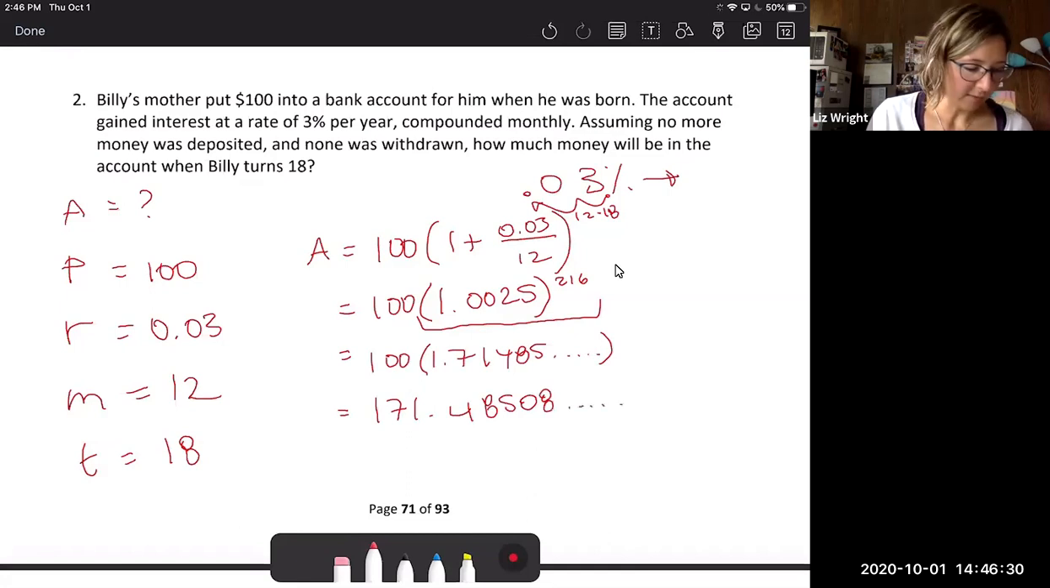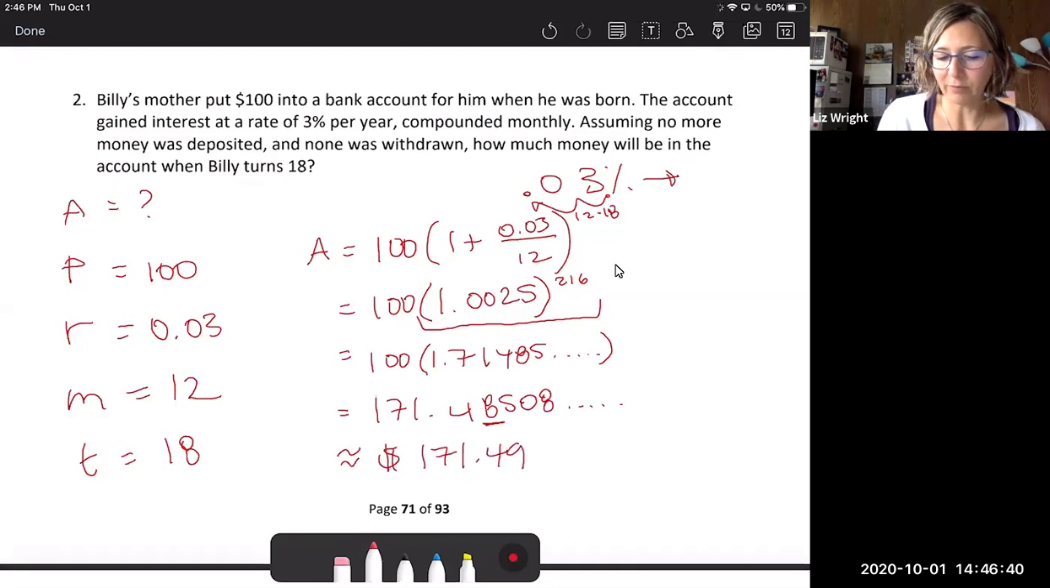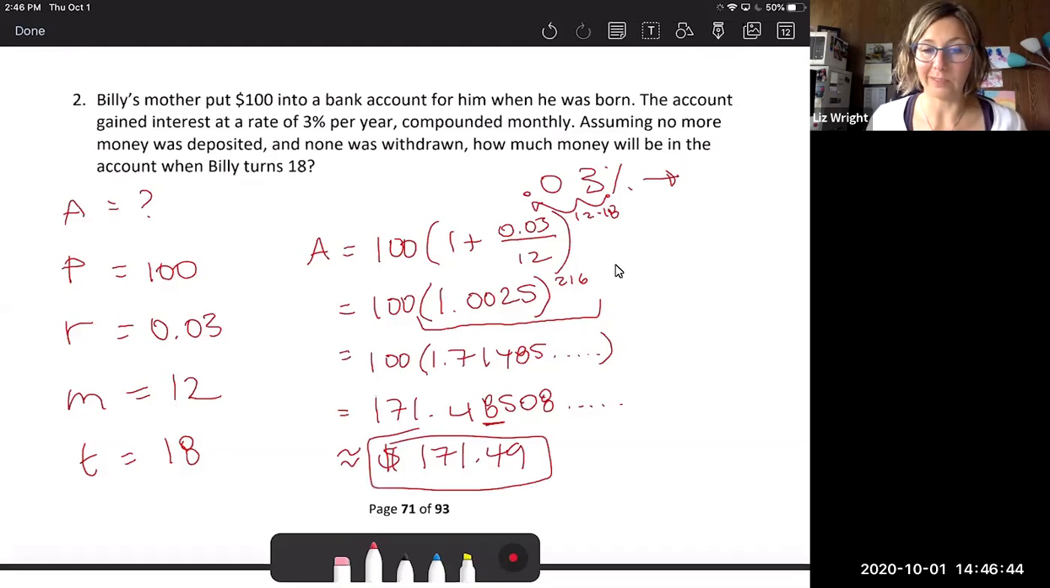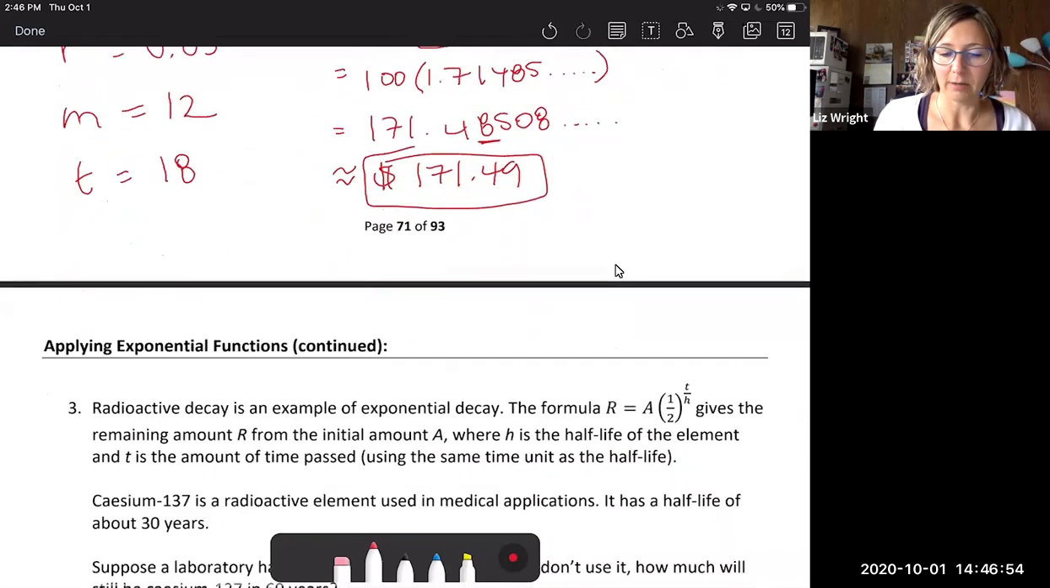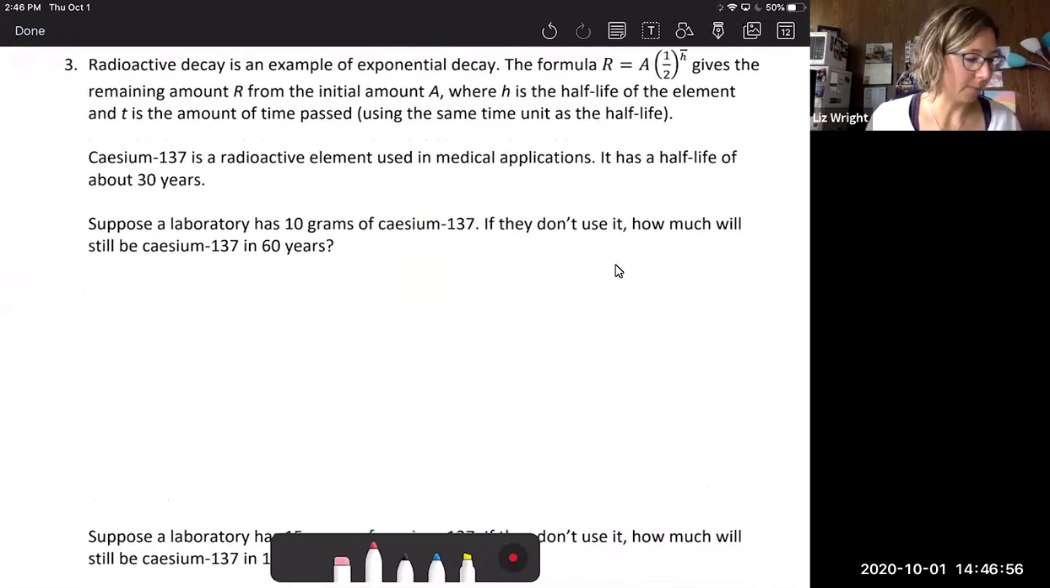How much money was it? So we're going to again round to the hundredths place. Kind of sad. It's only up to $171.49 after 18 years. But again, that's because it's not a great interest rate and you only invested $100. So it's not going to be that much if nothing more is put into the bank. You know, something's better than nothing. All right, let's look at our last two examples.